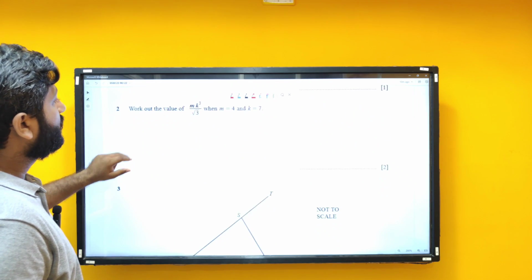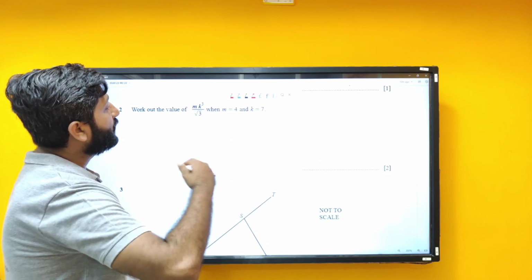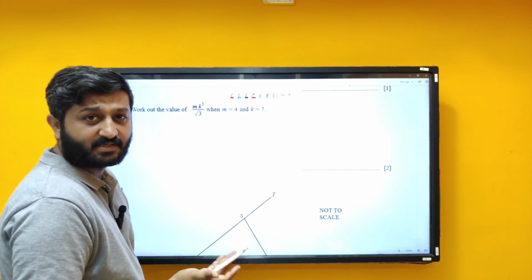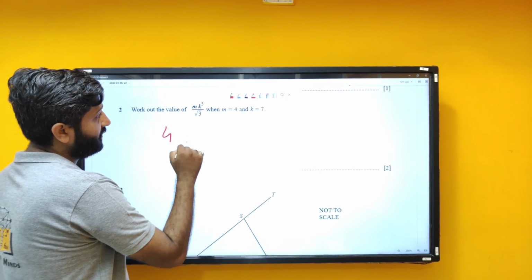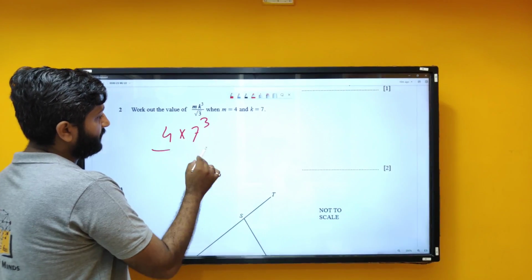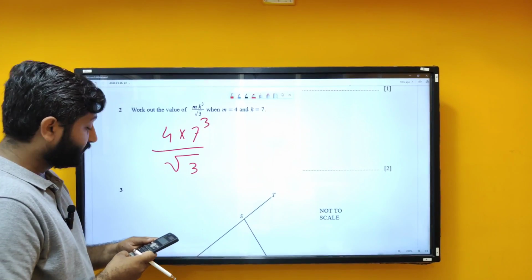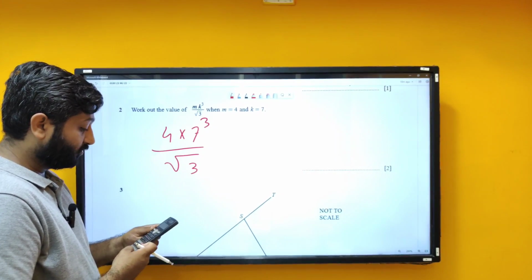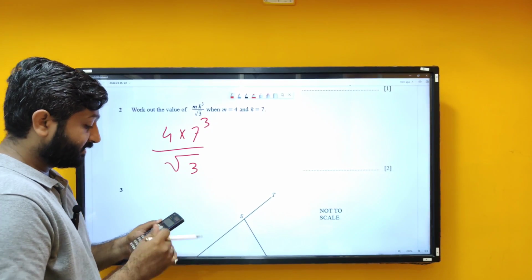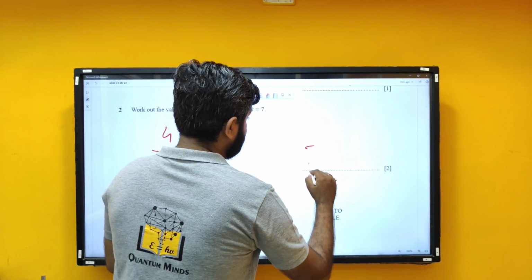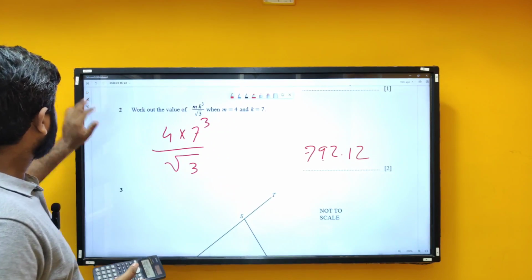Next, work out the value of m times k cube upon root 3, where m is 4 and k is 7. Okay, so let me substitute m as 4 and k as 7: 4 times 7 cube divided by root 3, which is 792.12. Next question.